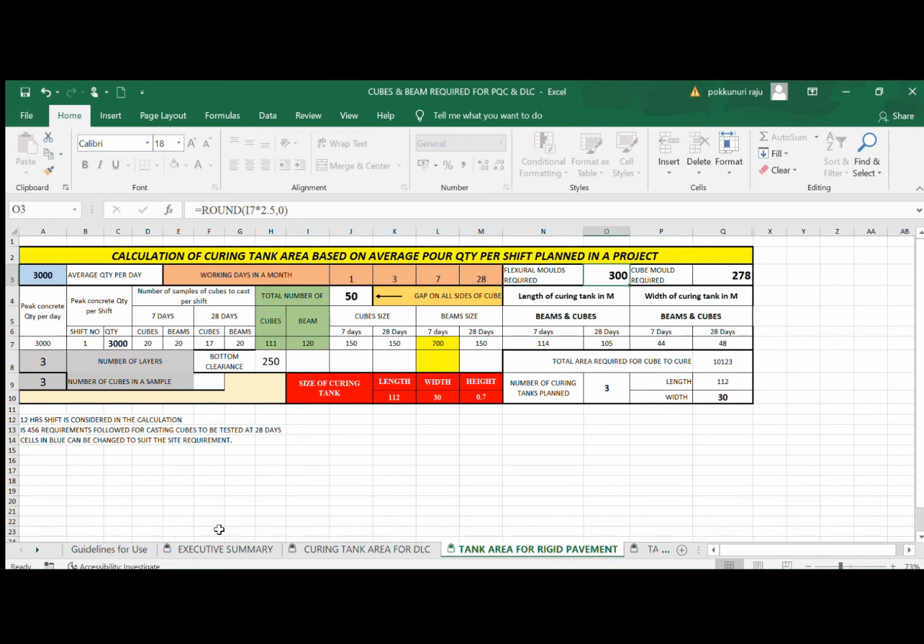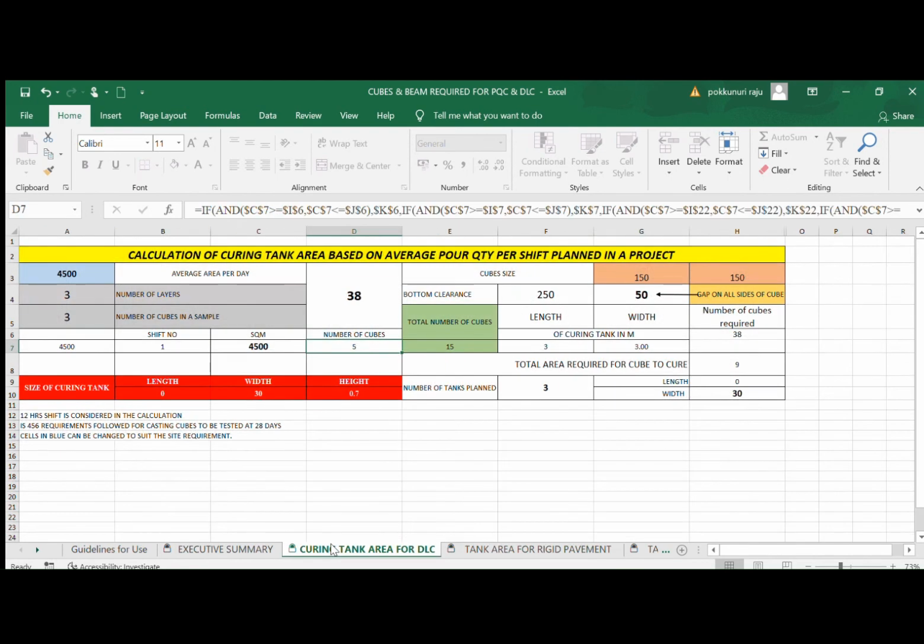So again, the criteria for selecting the size of the curing tank will be, you need to have two predictions. One is the number of curing tanks you plan to keep in the project, and the other is one dimension of the tank based on the availability of the land you decide to go for. Keeping these two parameters constant, you will be in a position to calculate the third dimension, and thereby you get the total dimension of the curing tank, whether it is PQC or DLC.